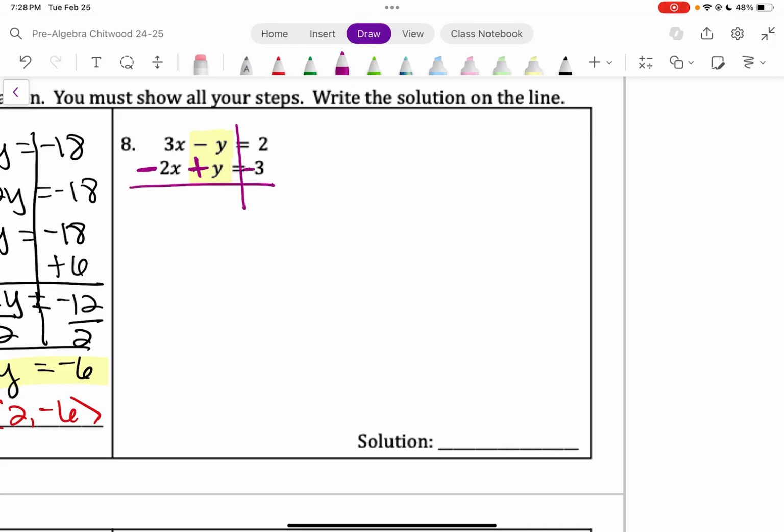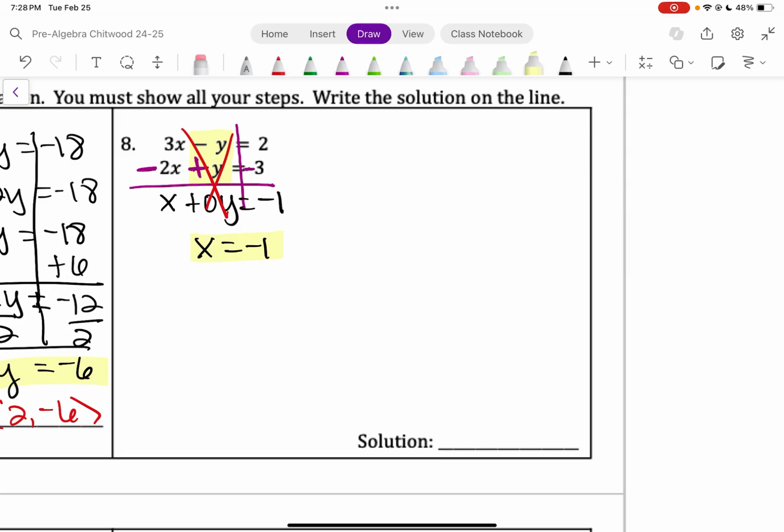Now that we did that, I can combine it. So 3x minus 2x will give me x. Negative y plus y will give me plus 0y. I can just cross that out. Then lastly, 2 minus 3 equals negative 1. So that means I have x equals negative 1.